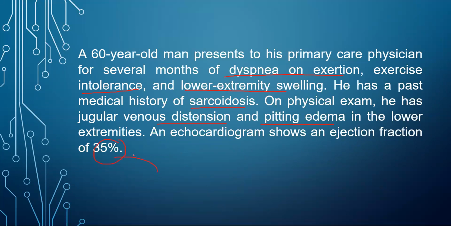So you can understand that ejection fraction is a very good method to understand how your heart is functioning. If the ejection fraction is less than 45%, that means probably you are having heart failure. So all are features of heart failure, as you can see in here: dyspnea on exertion, lower extremity swelling, the raised JVP, pitting edema as well.